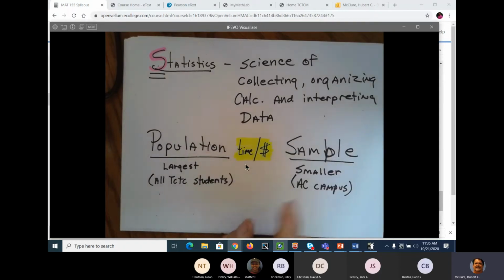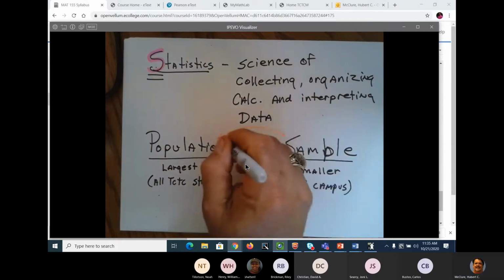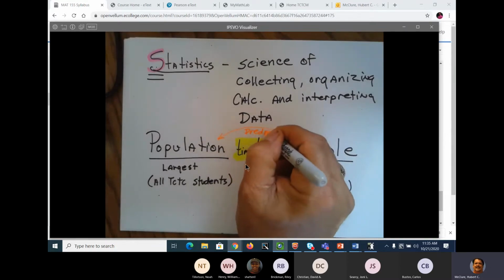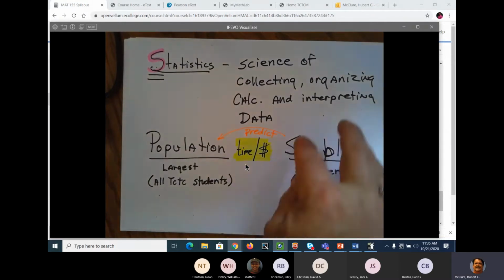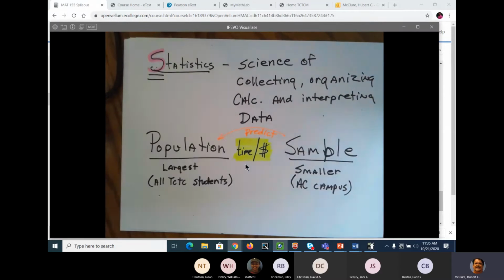So that's why you use a sample to save money and time to predict for the population. That's the whole goal of statistics, to take the sample and predict what's going to happen with the population. Now, in these two areas in statistics, we use formulas or equations.